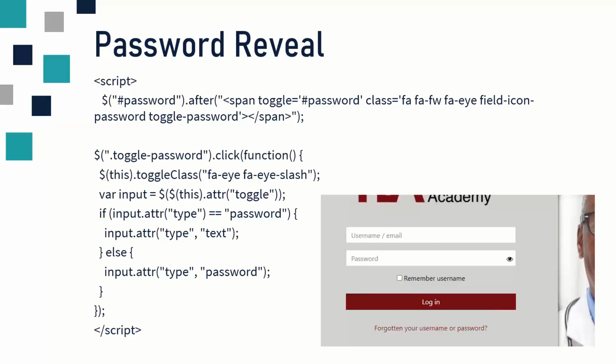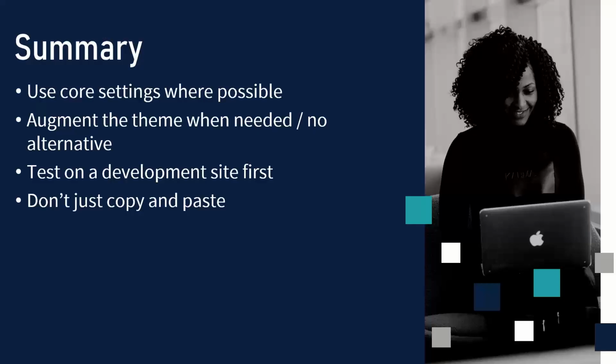The actual code on the screen will work on any site. It's not specific to a theme or anything like that. You could potentially just copy and paste that directly into your site. So it is fairly straightforward, but just to give you a little bit of a summary on that, do use the core settings where possible. Augment the theme when needed, and there's no alternative if possible. As we said, test it on a development site, and don't just copy and paste. Do try and understand what the code is doing to make sure you're aware of the different things.